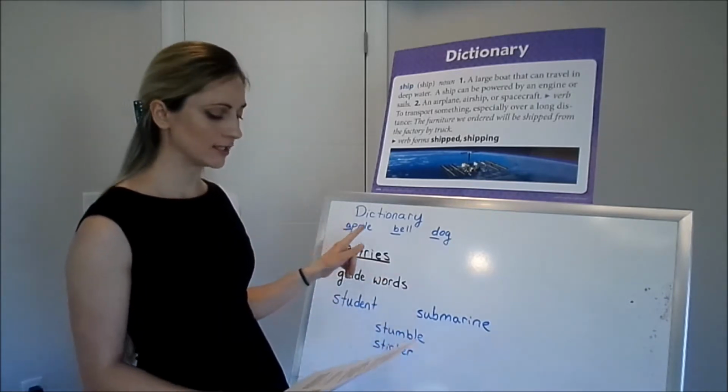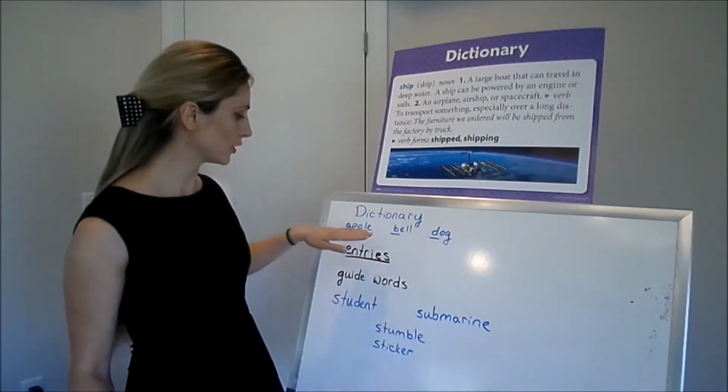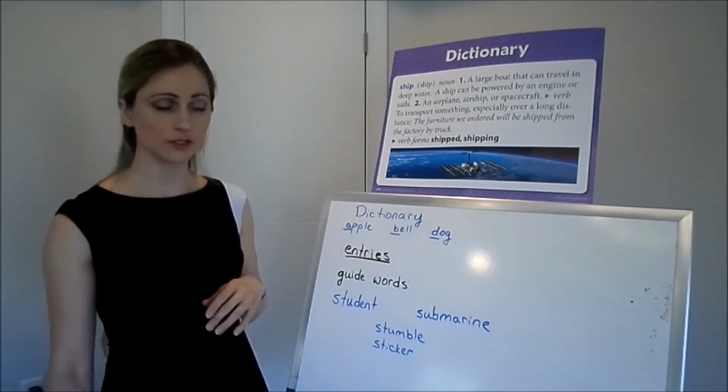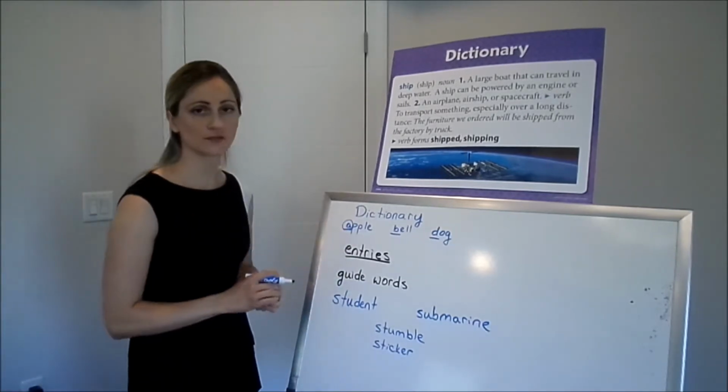When placing words in alphabetical order, you would look at the first letter of the word first. So look at apple, bell, and dog. Which one would come first? Apple, of course, because A is first in the alphabet.